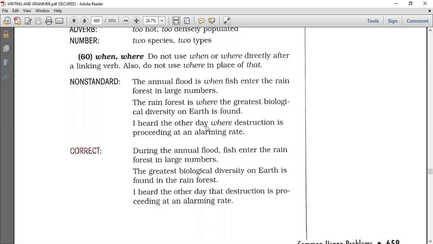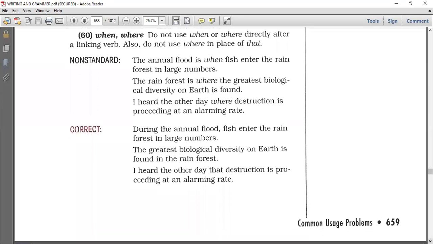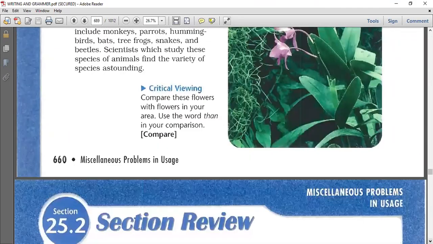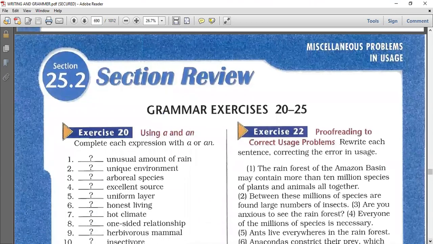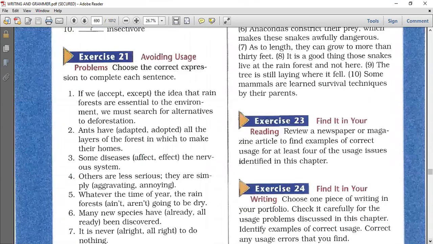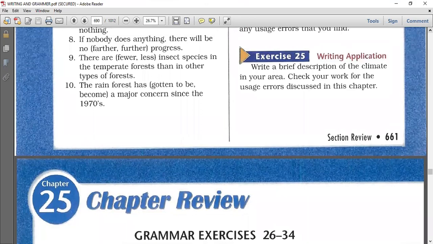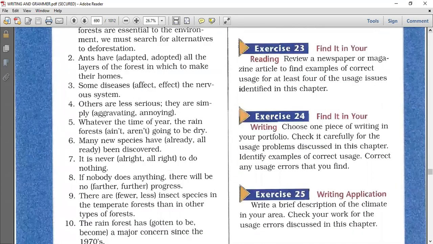I heard the other day where, here where is used in place of that. That's wrong. I heard the other day where destruction, that destruction is proceeding at an alarming rate. Okay. I think that's all for now. This is revision. Maybe I'll give you an assignment on SMS later today, inshallah.